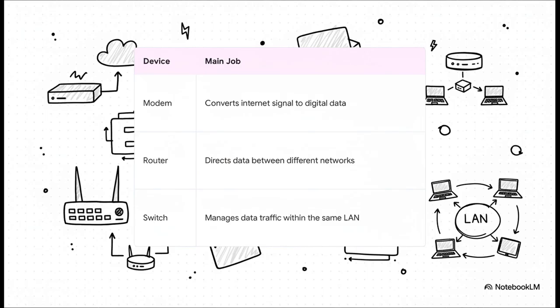And this is the actual hardware that makes it all happen. First up, your modem. Think of it as a translator. It takes the signal coming into your house and turns it into something your computer can actually understand. Then you've got the router. This is the traffic cop of your network. It's constantly directing little packets of data, telling them exactly where to go. And finally, the switch is like a super efficient mailroom sorter, making sure the data moving inside your local network gets to the right device fast.